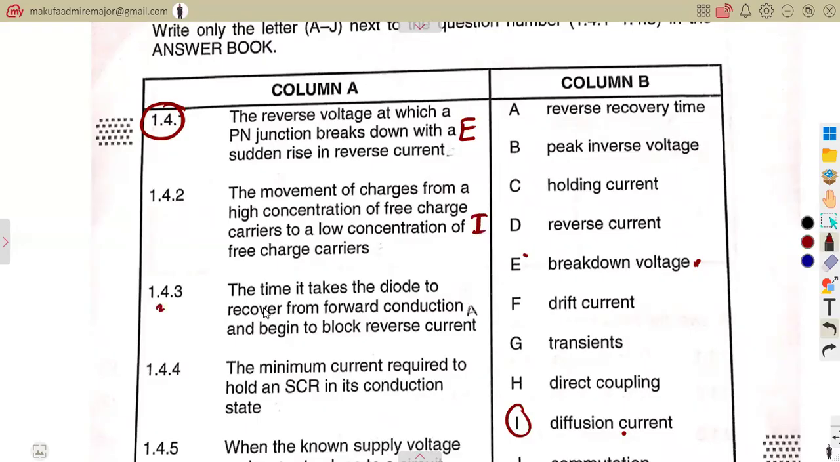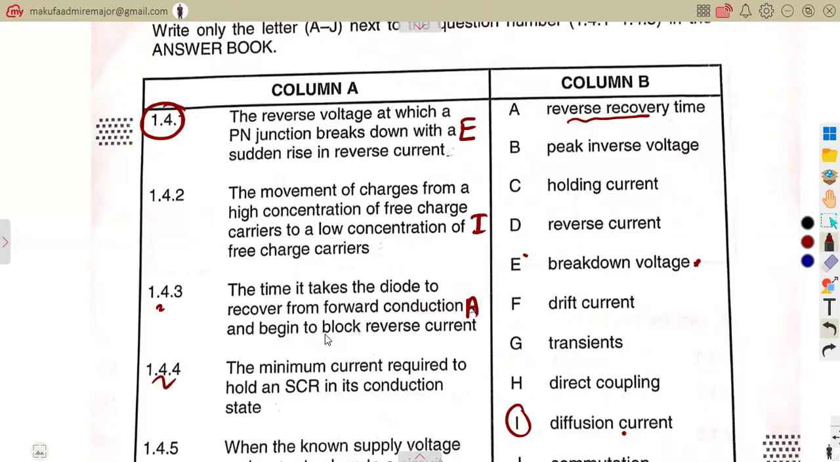Okay, 1.43, the time it takes the diode to recover from forward conduction and begin to block reverse current. What is that? That is the reverse recovery time, which is this one on A. So that will be A.